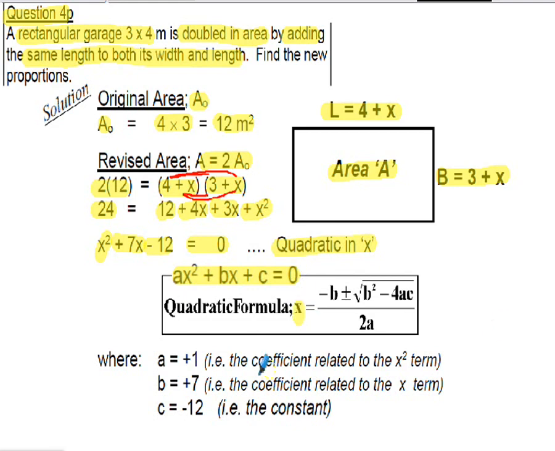So from above, in this case, a is equal to plus 1. Don't forget we have a 1 here that we don't write, but a is equal to 1. The b is equal to plus 7 in this case, and the c is equal to negative 12 in this case. So you take the negative with you when you read the value of c. On the next slide, we'll evaluate the quadratic formula.